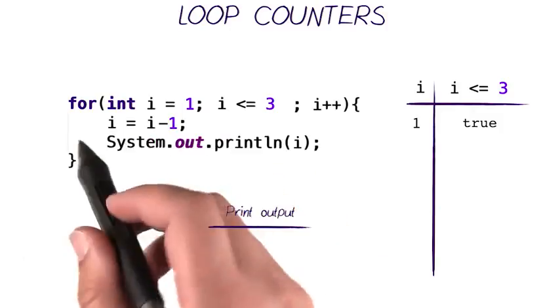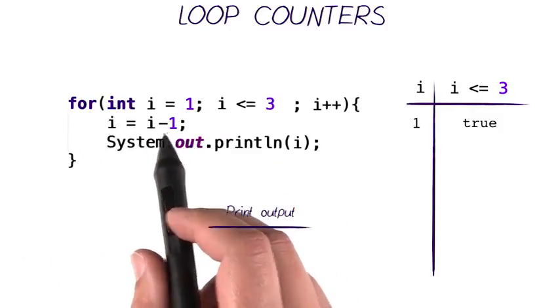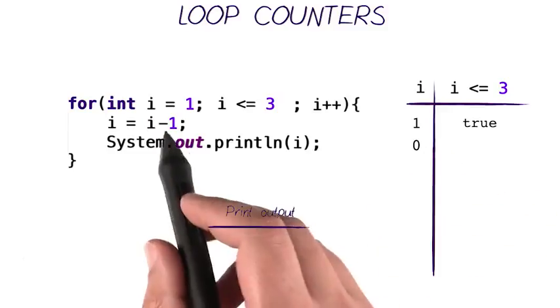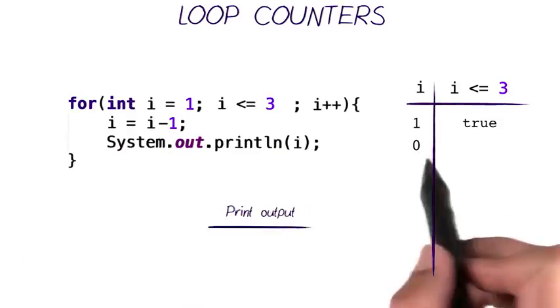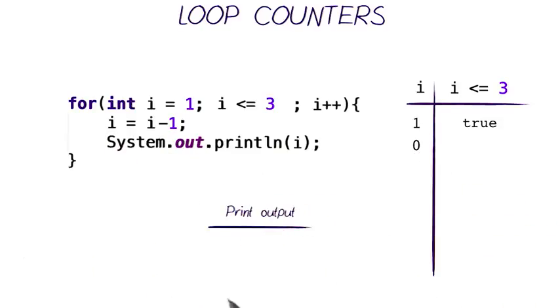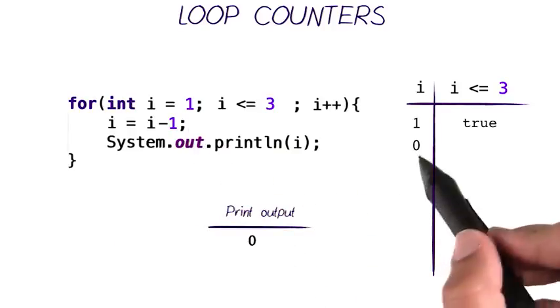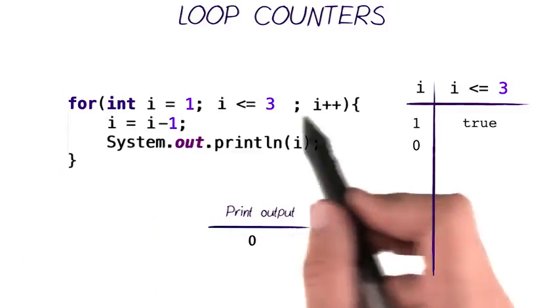Yes, it is. So we step inside, and then the first thing we do is we change I to be equal to I minus 1. So that makes I 0. Because we subtract 1 from I, and that was 1, and we update I to become that subtraction, which is 0. And then we print out I, which in our case is 0, so the output becomes 0. We end our loop, we go back up here.